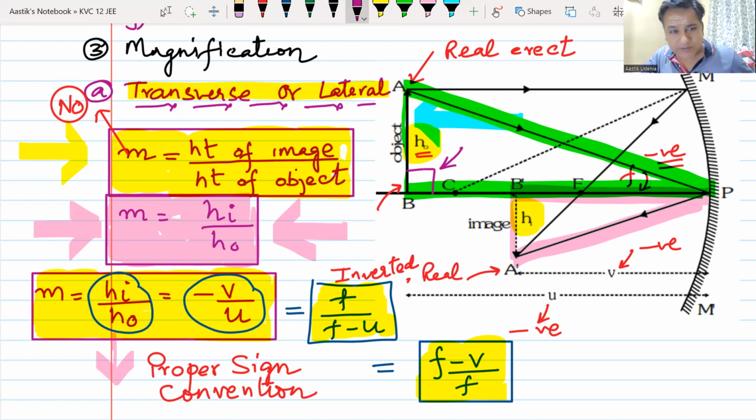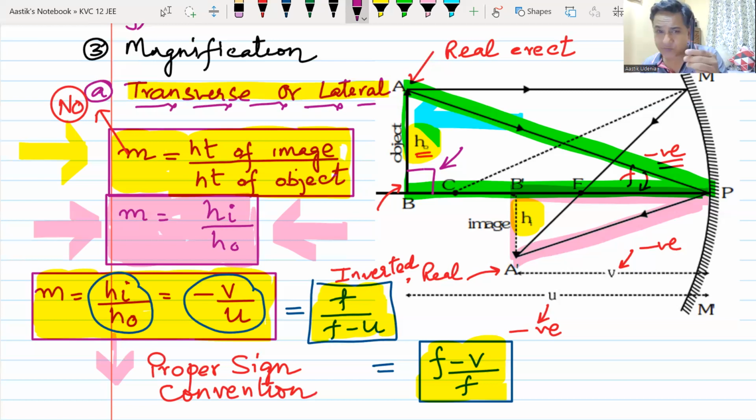Is this the only case that is possible? Can I only place the object like this, or is there any other way in which I can also place the object? Tell me, are we only and always going to place the object perpendicular to the principal axis, or can I put it in a different way? We can place it in a different way.